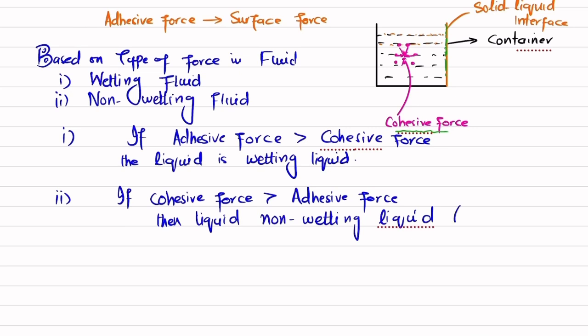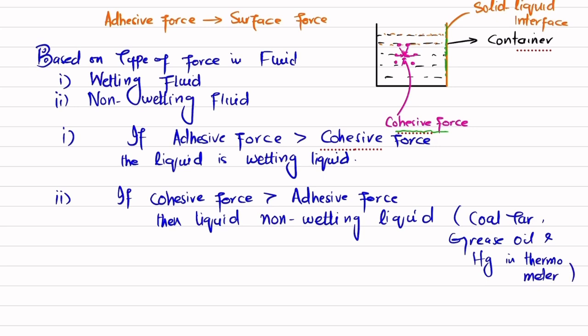For example, coal tar, grease oil, and the most important one, mercury in a thermometer. You have seen that there is no sticking action between the wall of the thermometer and mercury. Clear? So these are non-wetting liquids. On the other hand, water on the surface of glass is the example of a wetting liquid.